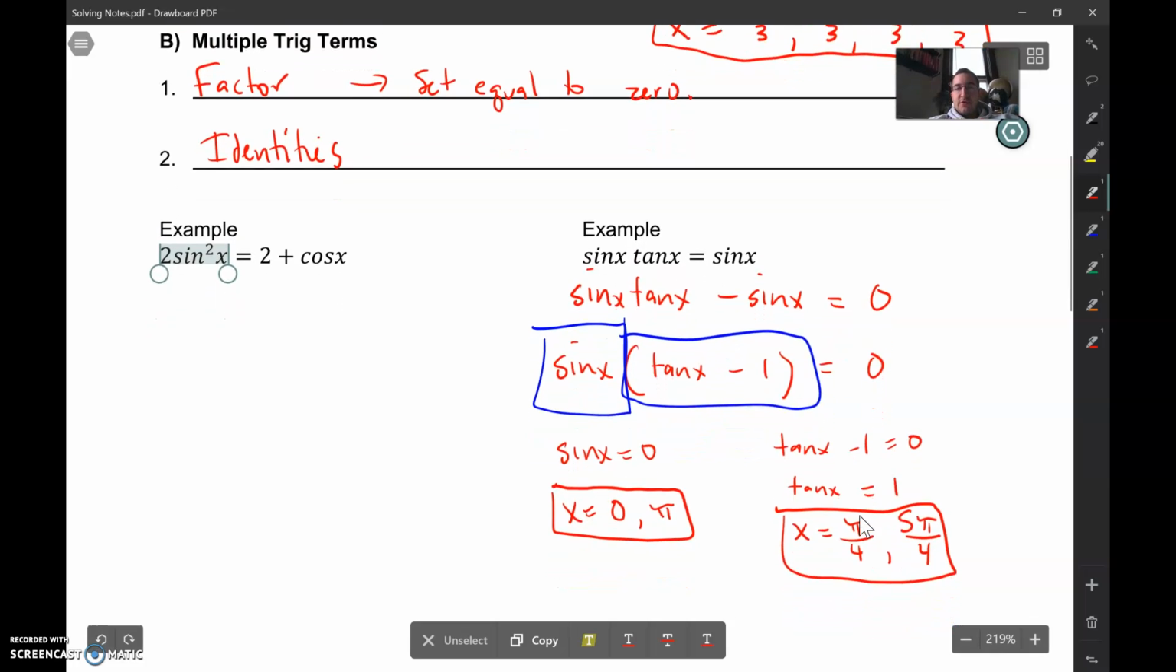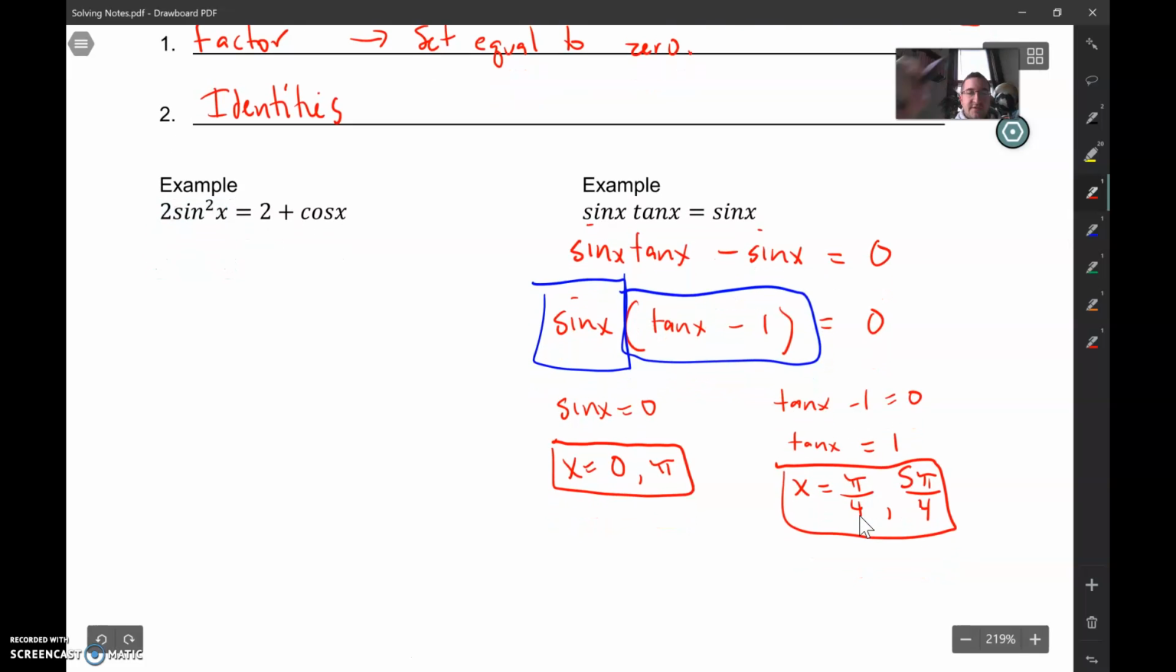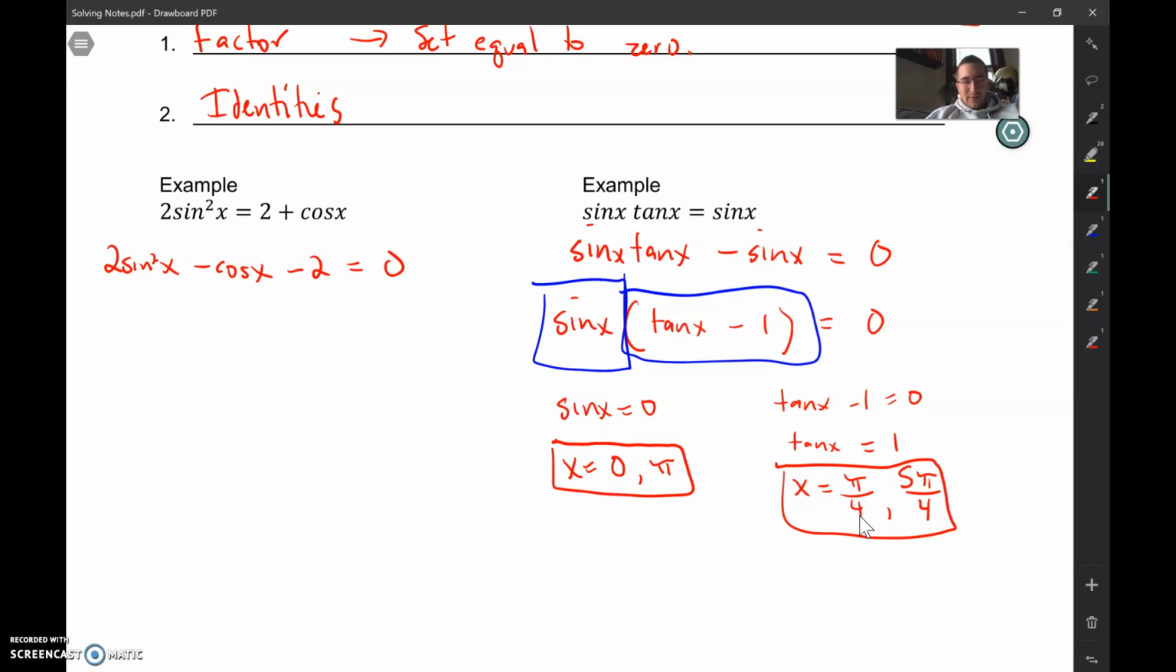Okay? Hope you're tracking. All right. Now let's look at this one as a squared. First thing we need to do is get it all on one side. So 2 sine squared of x minus cosine of x minus 2 equals 0. If you're wondering what I did, I just subtracted this over there and subtracted that over there. I got everything to one side.